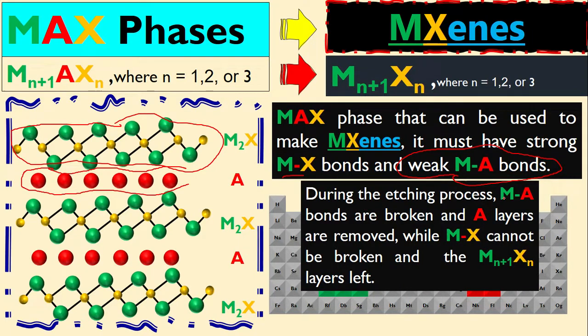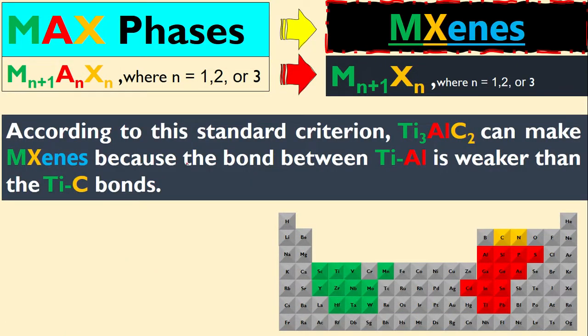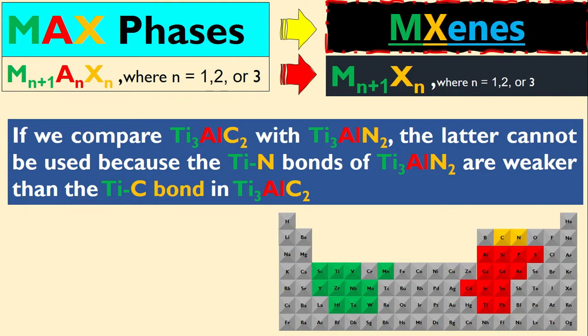So you see, during the etching process, the M-A bonds are broken and the A layer is removed. When the A layer is removed, we get basically MXene, right? Stacked MXene. According to this standard criteria, this is basically the MAX phase here. So this A can be easily removed to get Ti3C2 MXene, because the bond between Ti and A is weaker. This is metallic, whereas the bond between Ti and carbon is stronger because it is a covalent bond, right? This is how we get MXene.